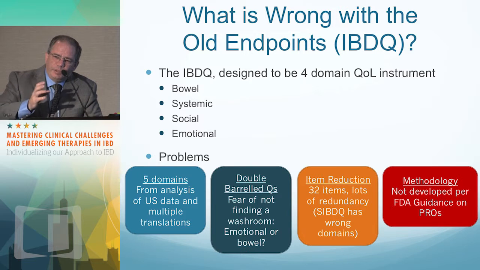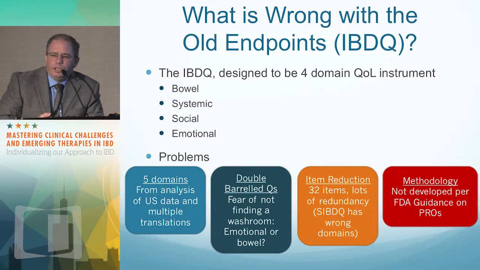It's not clear if that's an emotional component because of the fear, or a bowel component because it's really about urgency. And it really comes down to which one is the patient answering. You don't really know what's going on in their head at the time. There are a lot of issues with the items and the number of items. Ideally, you'd like a shorter instrument that would be faster to take. And in terms of methodology, it wasn't developed per the FDA guidance on PROs because it didn't exist when this was developed. This is really a new area that's taken off, and the FDA is pushing this pretty hard.